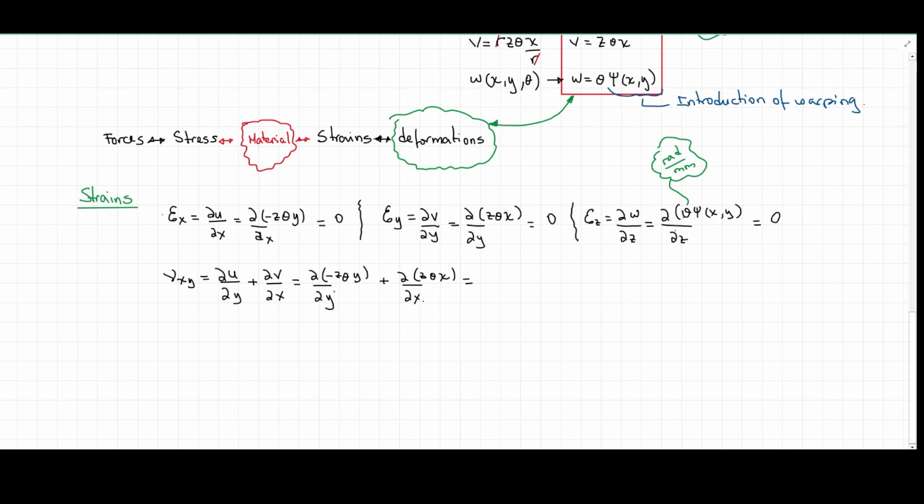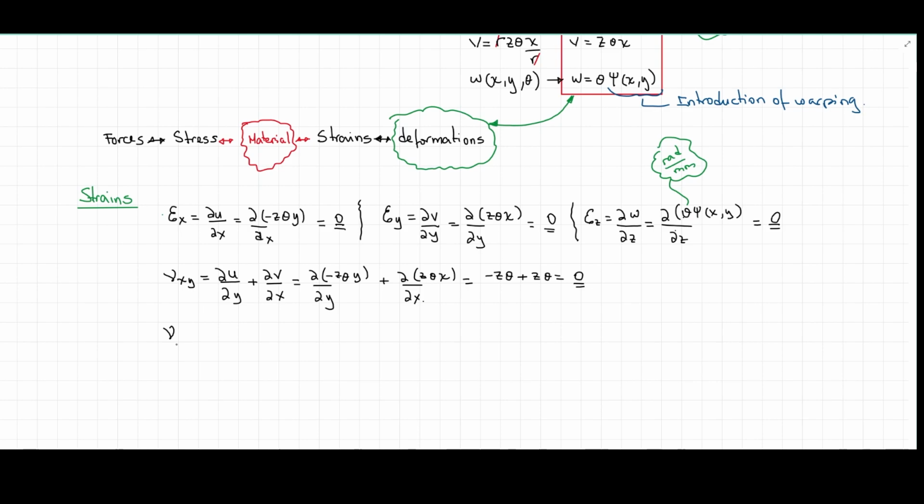And well, there is variation here, so let's just take the partial derivative of these terms correspondingly in y and x, and the first one is going to be minus z theta, and the second one is going to be plus z theta. And wait a moment, this is also giving me 0. Oh, what's happening here? Let's continue.